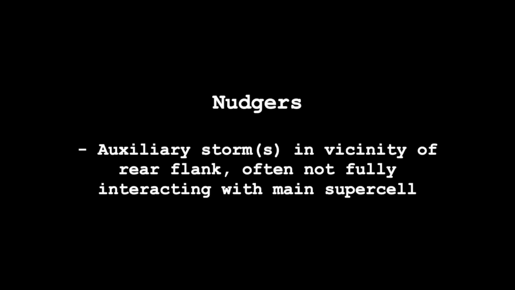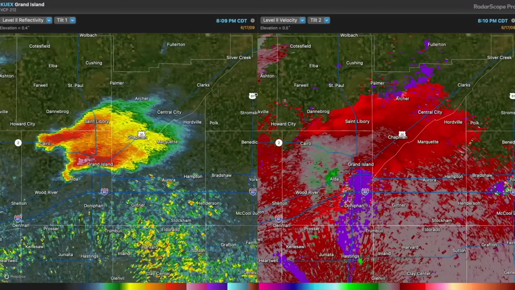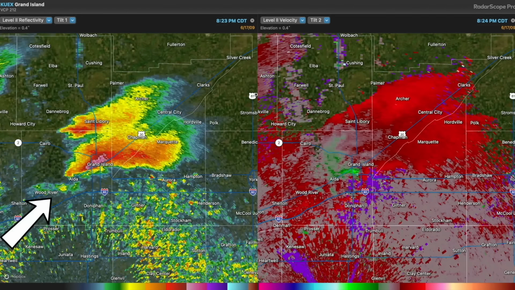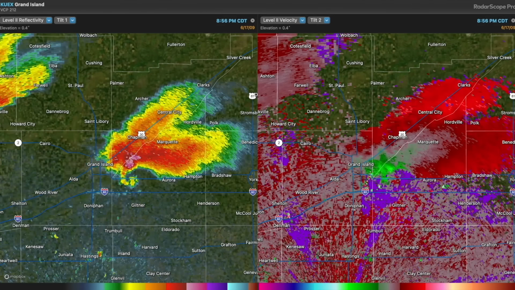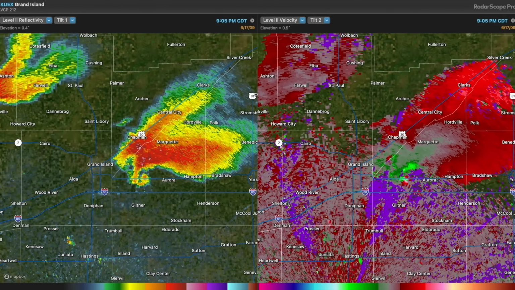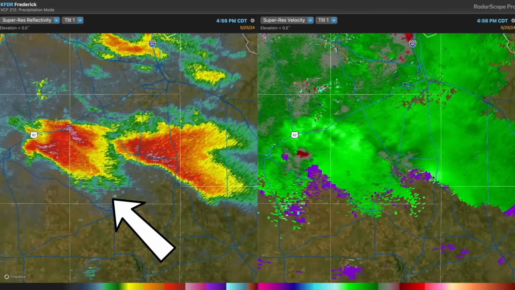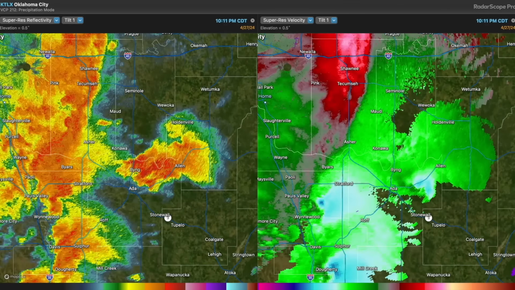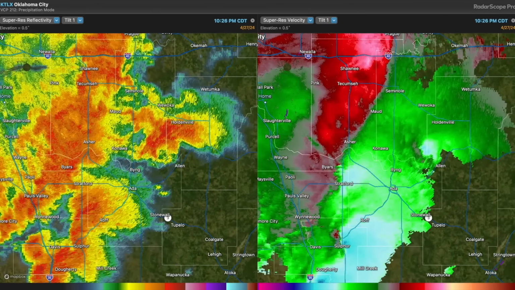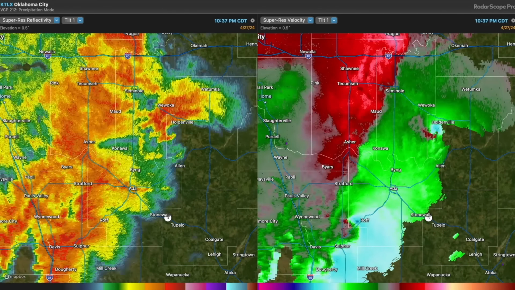A nudger is a cell that moves into the vicinity of the main supercell's rear flank, sometimes not even fully interacting with it. In some cases, even a small shower can be enough to nudge a supercell toward tornado genesis, particularly in environments with weak storm relative inflow. Nudgers can also come in the form of a nearby supercell or a full-blown QLCS. Notice how the supercell undergoes significant tornado genesis as the QLCS approaches.